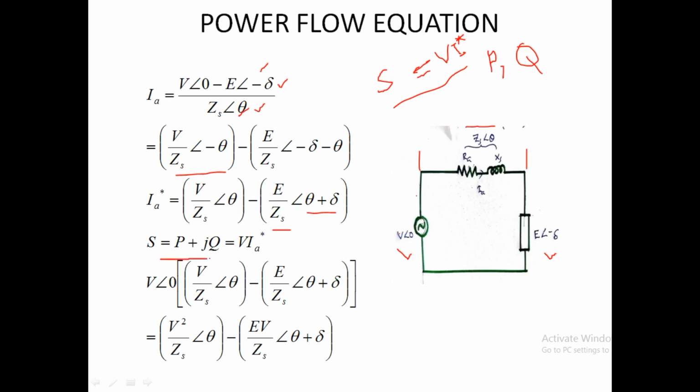P plus jQ means V into Ia conjugate. So V means V angle 0, into the Ia conjugate. Just multiply: V square by Zs, and since multiplying means angles are added, 0 plus theta, gives V square by Zs into angle theta, minus the next term, EV by Zs into angle 0 plus theta plus delta, that is, angle theta plus delta. So this is S, the total apparent power.